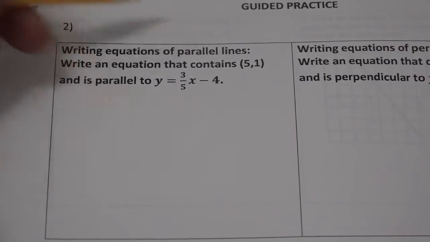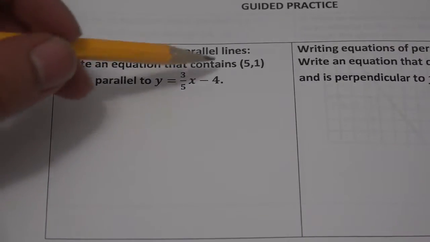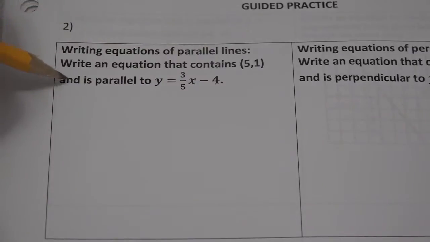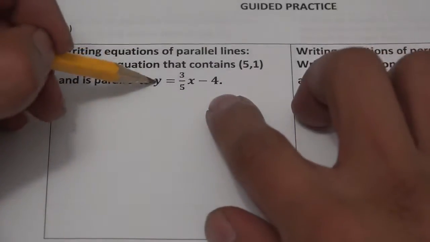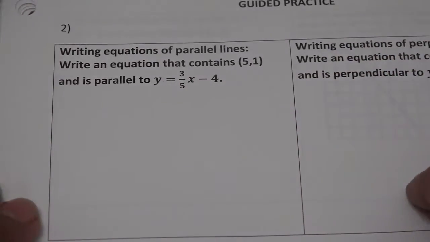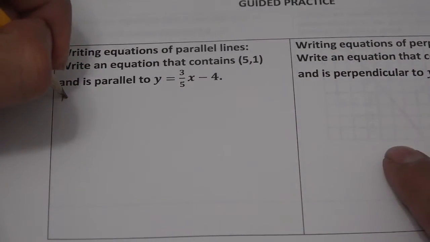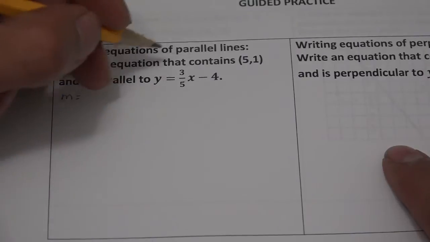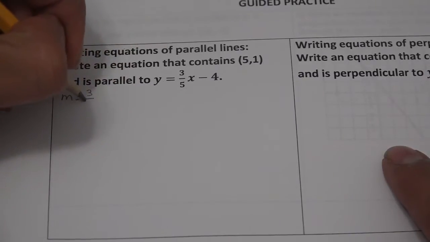Writing an equation of parallel lines. Write an equation that contains (5,1) and is parallel to y equals 3/5x minus 4. So this is how you're going to do it now and forever. First, identify the slope. The slope here is 3/5.